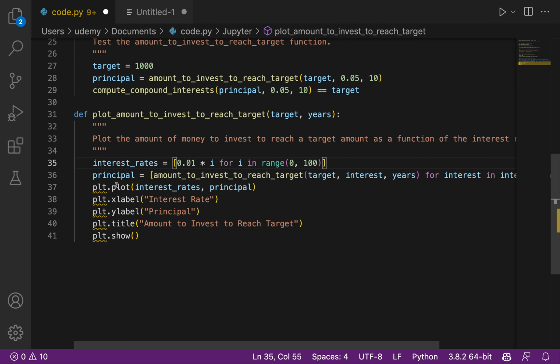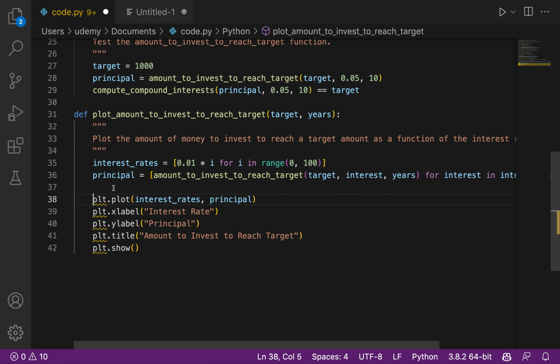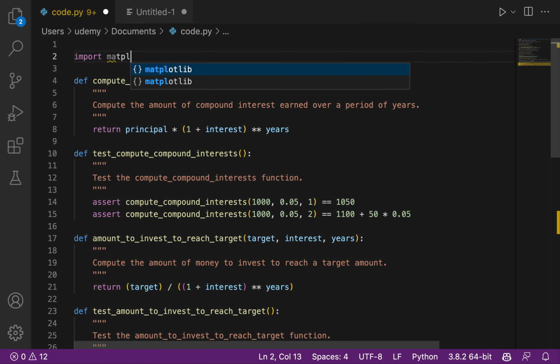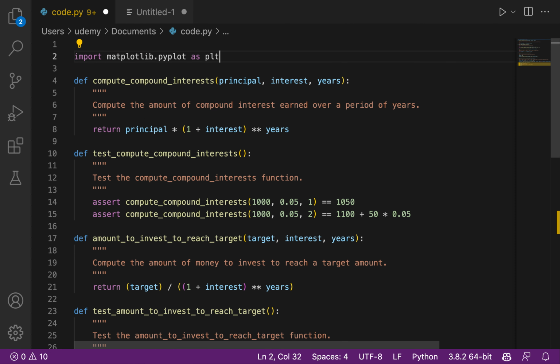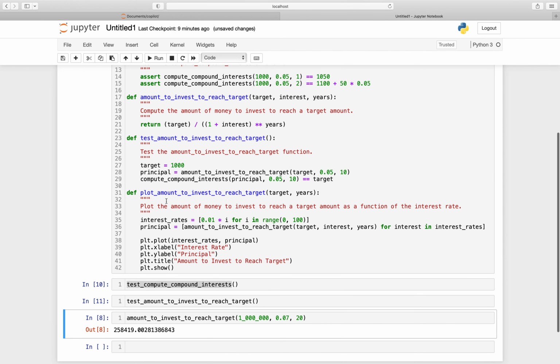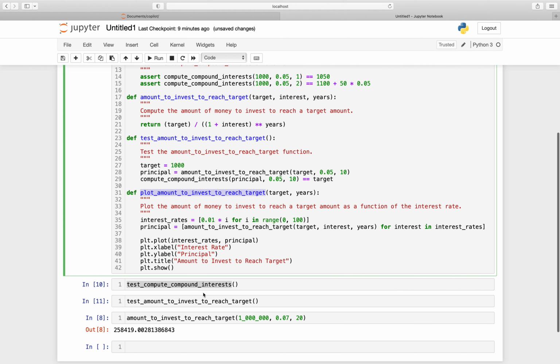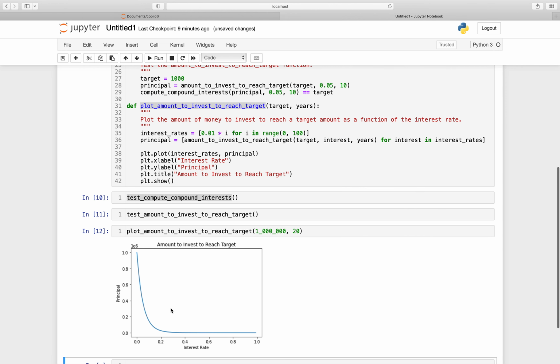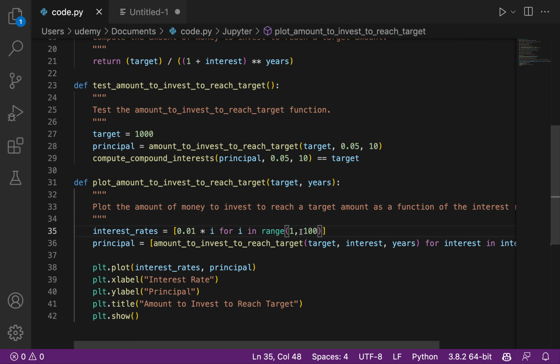Okay, we can try that. Okay, we need to import matplotlib though. Okay, perfect. So let's say we want to get 1 million over 20 years. Okay, is that 0%? Yeah, so we need to do in range 1 to 100.